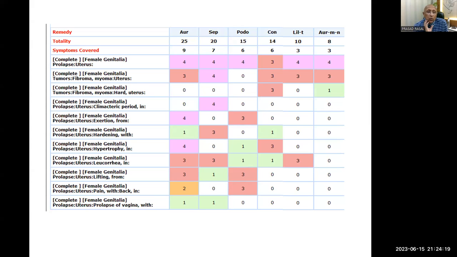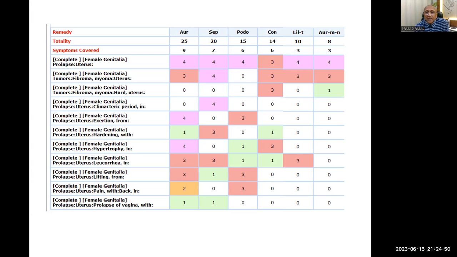If you go through the case, it looks purely Aurum, but when you think about the case again, she wants solitude, remaining alone, keeps things inside, taciturn, keeps grief inside. It is something where Natrum plays the role, where the muriaticum plays the role. And if you go with the first three rubrics, first one, prolapse uterus.